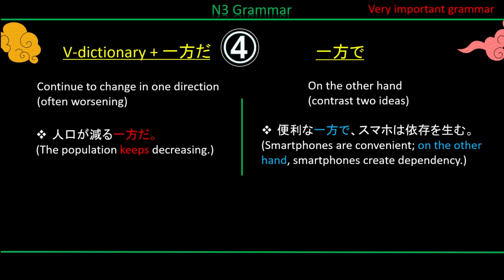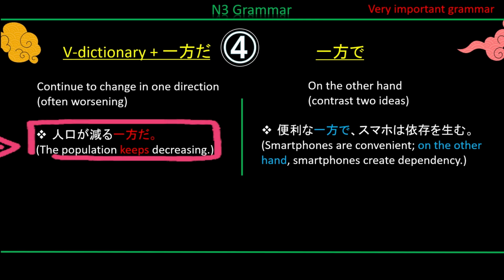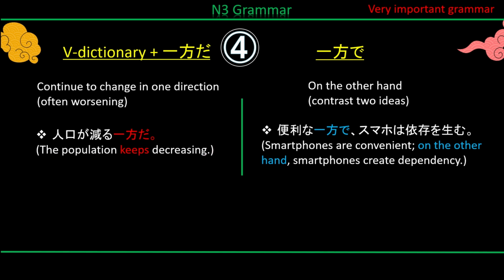Let's understand this with specific examples. First example, 人口が減る一方だ. This means the population keeps decreasing. So here the change continues only in one direction. So いっぽうだ is appropriate here.